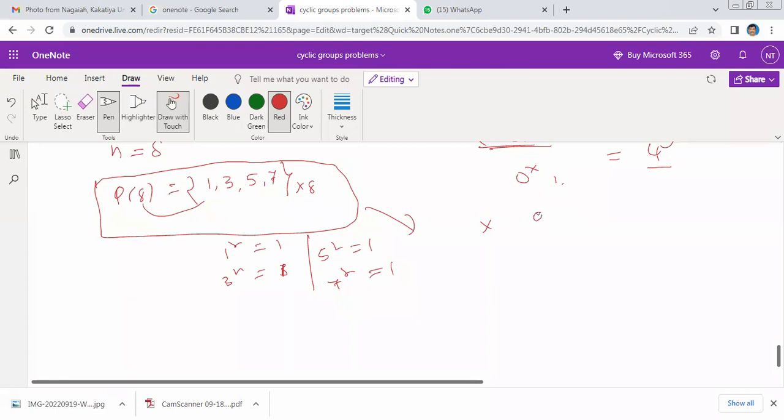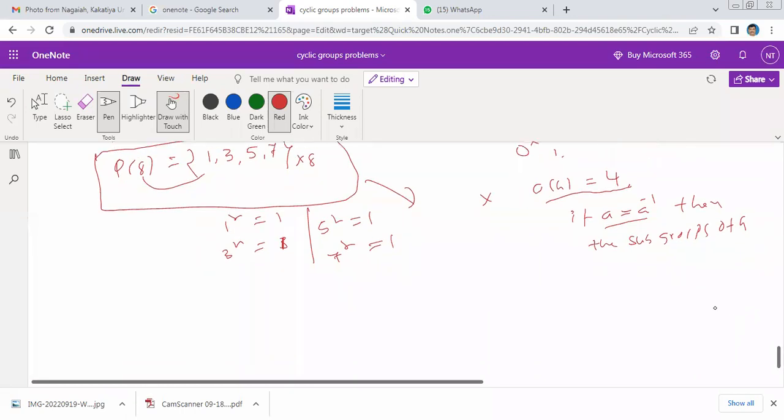If G is a group of order 4 and every element is its own inverse, that is, A is equal to A inverse, then the number of subgroups of G is what? It is in your question paper. Can anyone answer? Only 2? 2, 3, or 1? 2 sir.